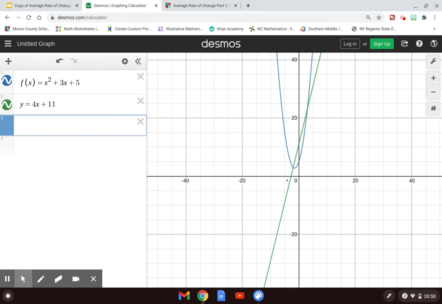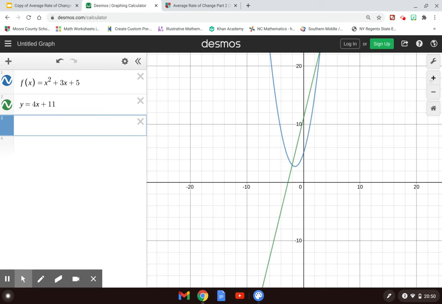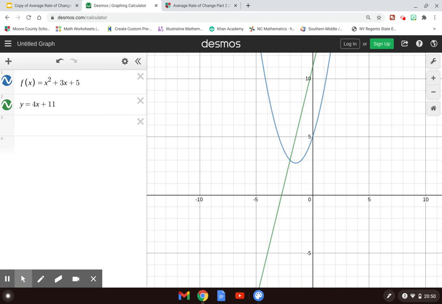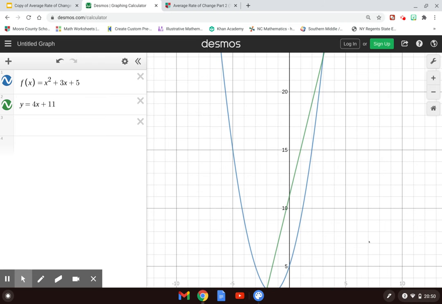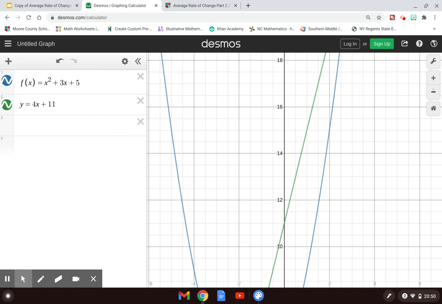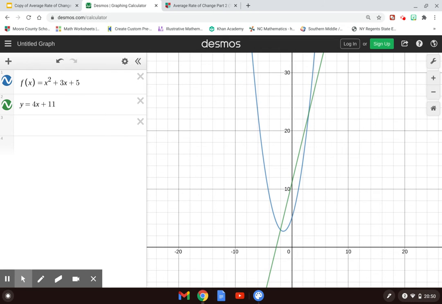So there you have it. There is your function with the secant line. And so you can see here, you have your point here and here. That's the interval that we measured over. And the average rate of change over this interval is 4.